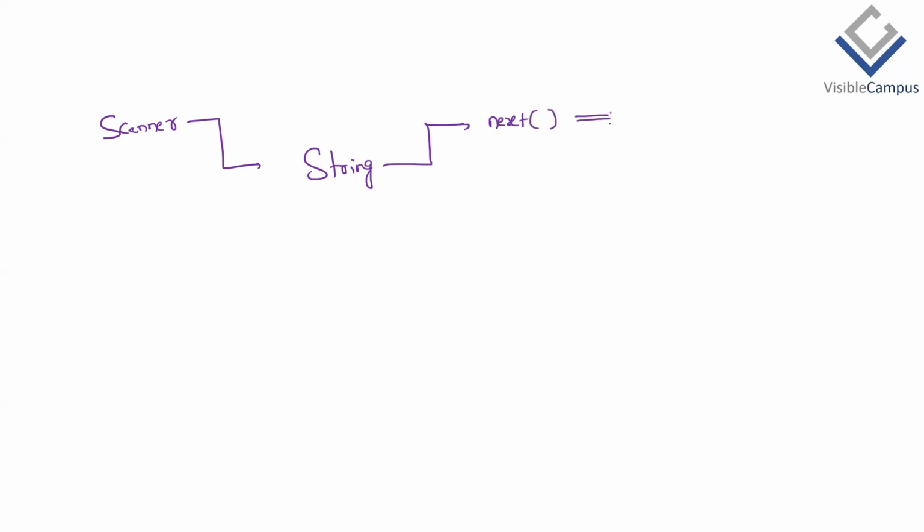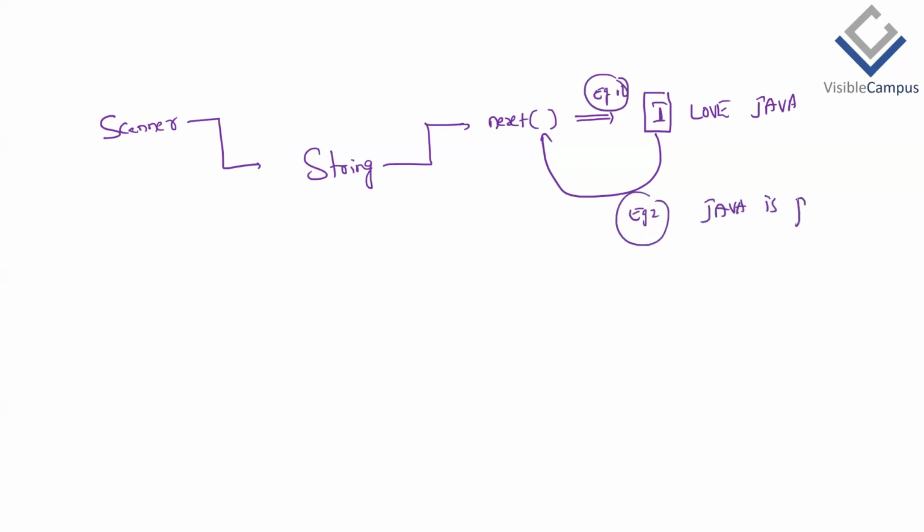What will this do? From any given input, like "I love Java", what will this read? Only the first thing, till it finds a space. That's why only that part will be considered by this next method. For example, if I give "Java is platform independent", then when we use the next method, it will read only Java, the first word. That's the purpose of the next method on the scanner class.